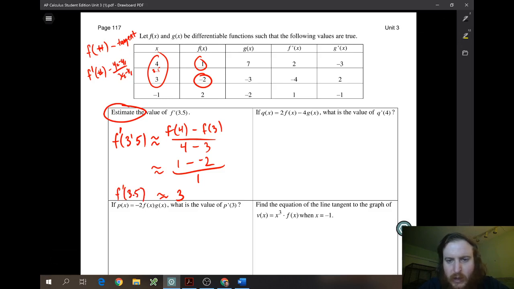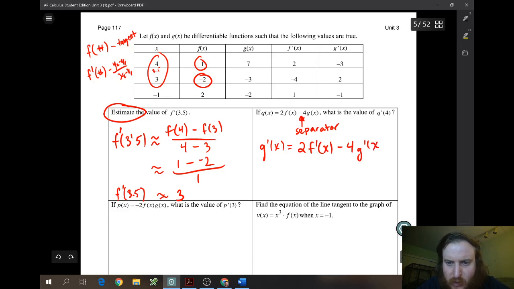Now, if q of x is 2f of x minus 4g of x, now this is a subtraction. Just like I said, when you see an addition sign, this is just a separator. We're not doing product rule, we're just separating it. So q prime of x would just be, the derivative of 2f of x would just be 2f prime of x. The derivative of f on its own is just f prime. Then minus the derivative of g on its own is g prime of x. And the 4, it's a coefficient. It's just like what would be the derivative of 4x would just be 4.